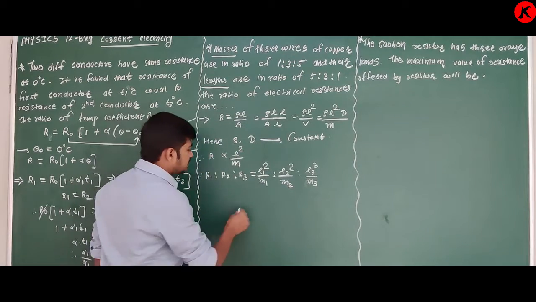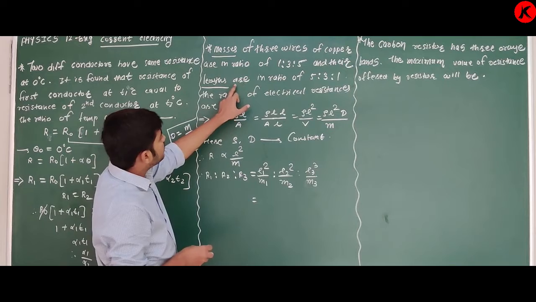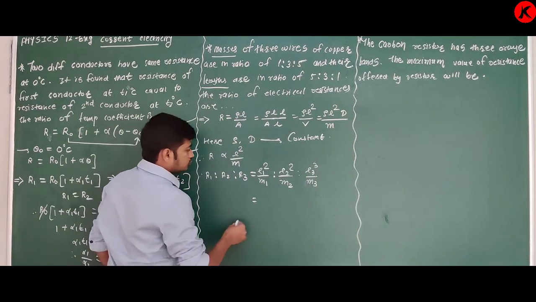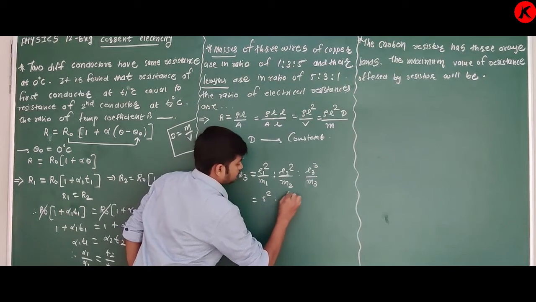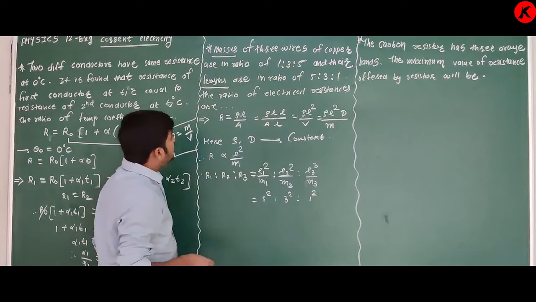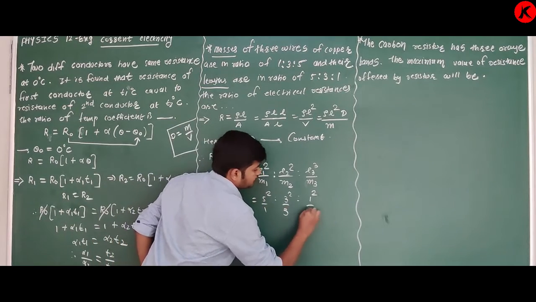Okay, and yes, you are given data. For length, the ratio is 5 is to 3 is to 1, so it is 5 square, here it is 3 square, here it is 1 square. And about mass, it is 1 is to 3 is to 5.